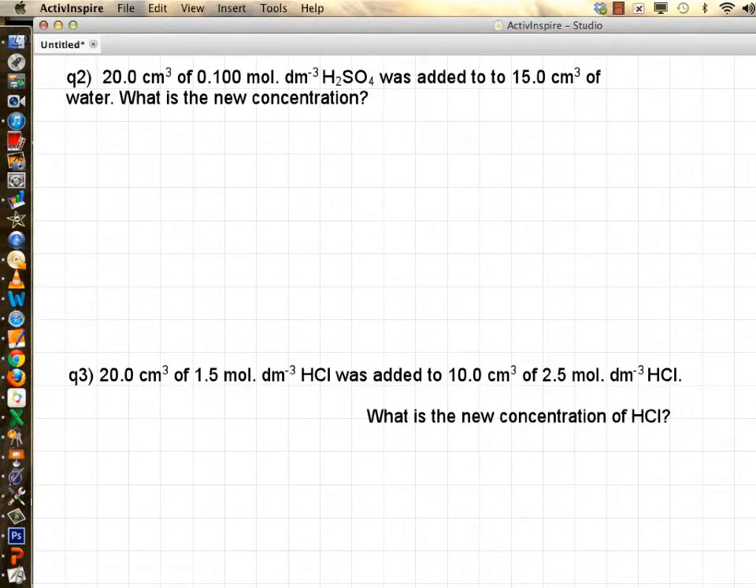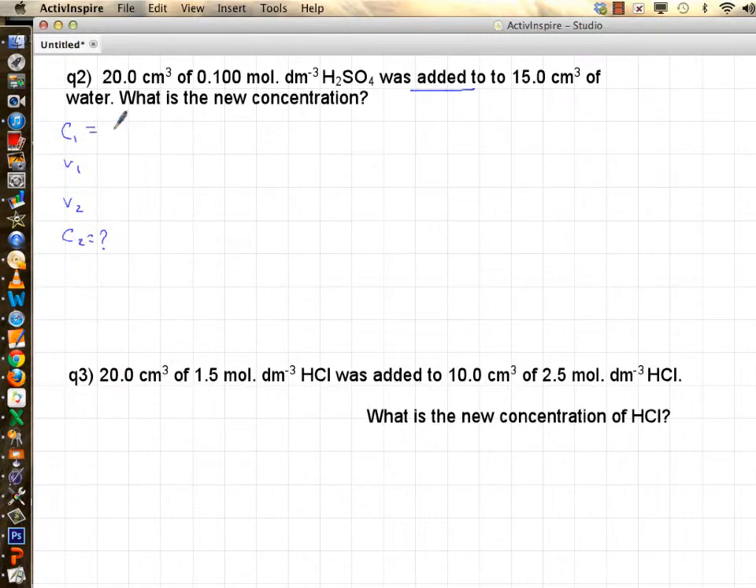The second question I want to talk about is you have then again 20 centimeter cube of 0.1 mole per decimeter cube sulfuric acid added to 15 cm cube of water. What is the new concentration? In a question like this, be careful with the wording. Added means you really need to find your new volume. It's simply 20 cm cube plus 15 cm cube. That's your total volume. So C1, V1, V2, and C2 is being challenged.